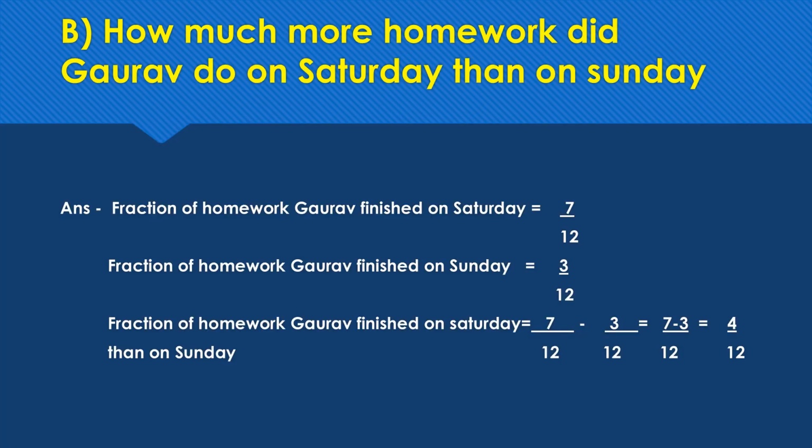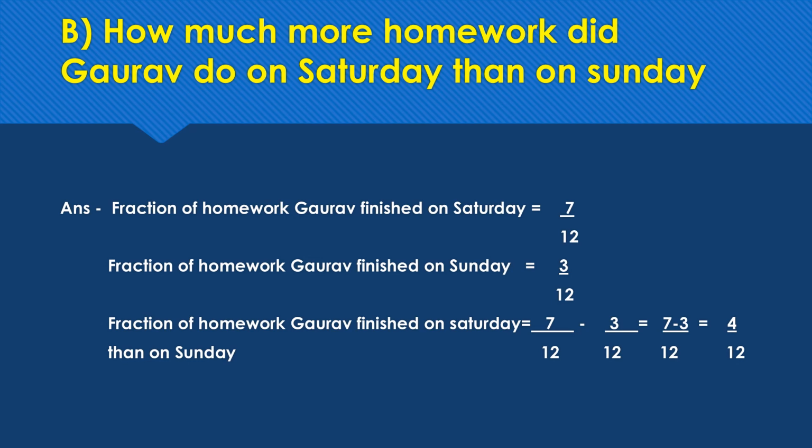Let's take the second part of the question, which is how much more homework did Gaurav do on Saturday than on Sunday? Now, we write the information that has been given in the question first as it is. So, fraction of homework Gaurav finished on Saturday is equal to 7/12. Fraction of homework Gaurav finished on Sunday is equal to 3/12.